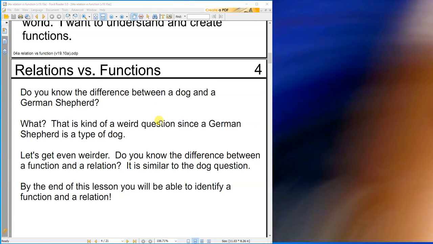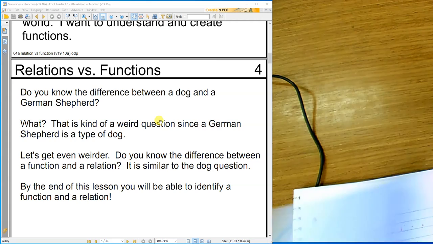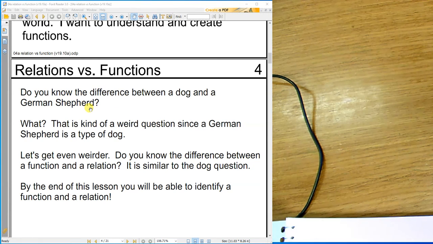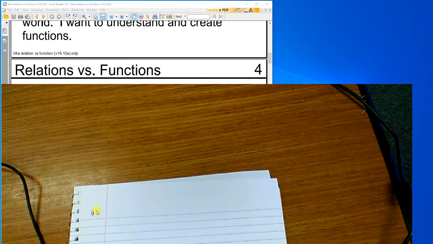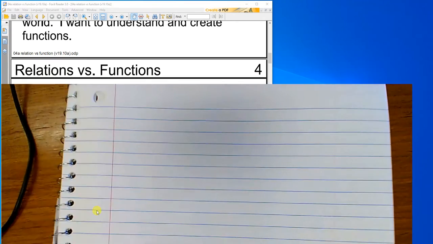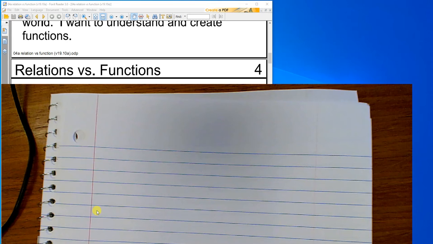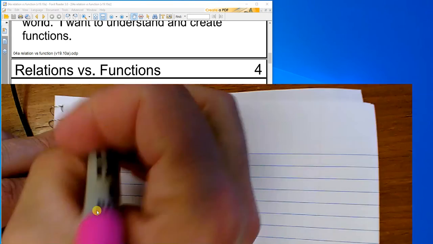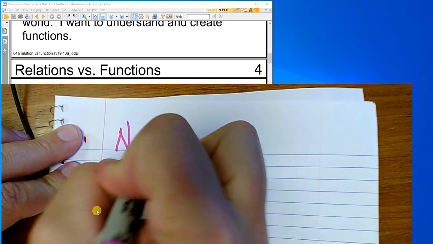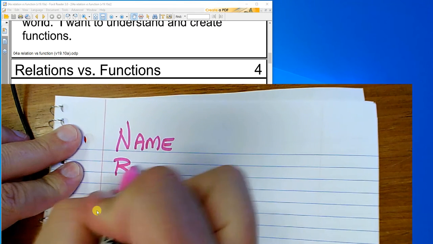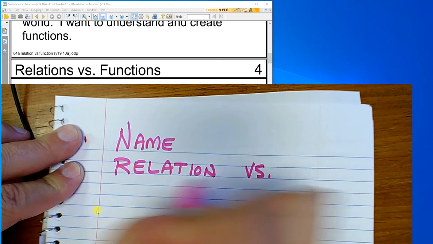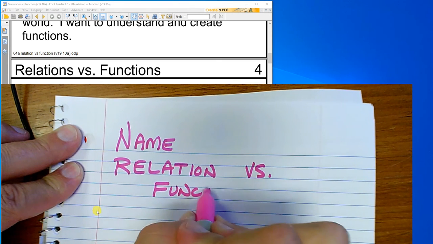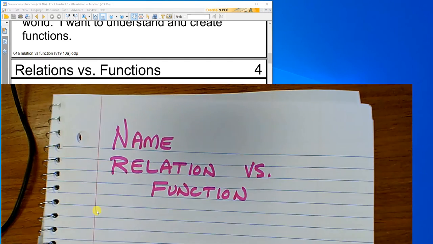Okay, so let's get going here. Getting those notes ready to go. So we can start with the title of our notes, which is Relations versus Functions, and our name.